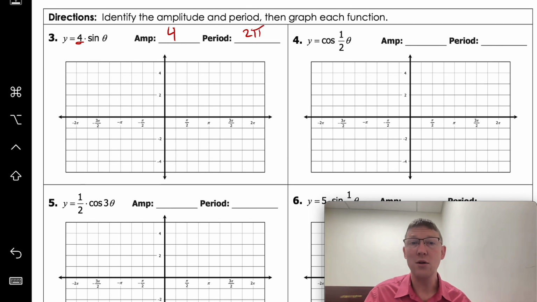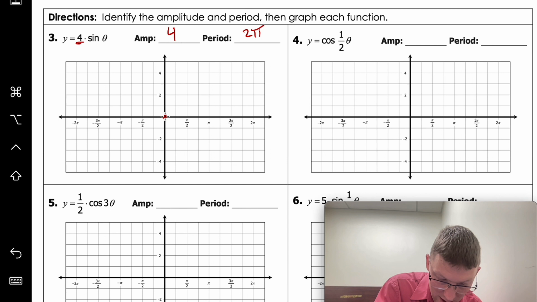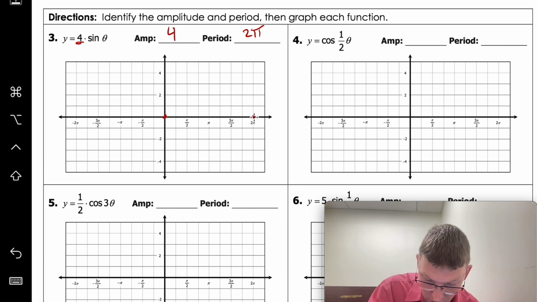The way I graph it, number 1, I find some reference points. So what does sine do at x equals 0? That's an easy one that most people can either remember or just use your calculator, that's fine. In this case, when theta equals 0, sine is going to be 0, so I've got a dot right there. Then my period is 2 pi, so I know that I'm going to have another dot right there, and I can go this way.